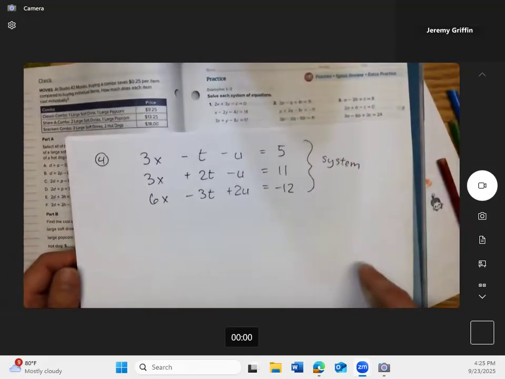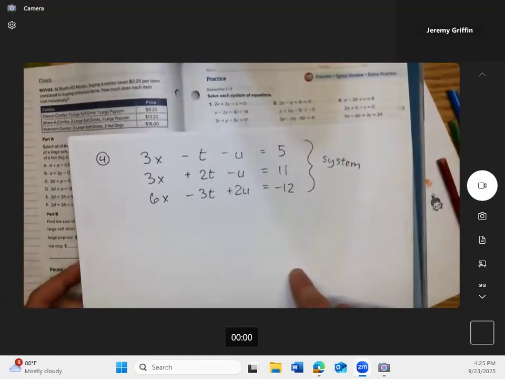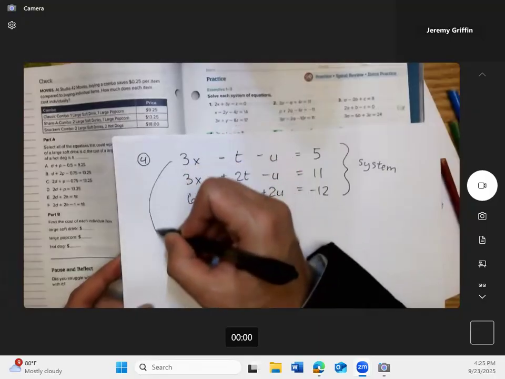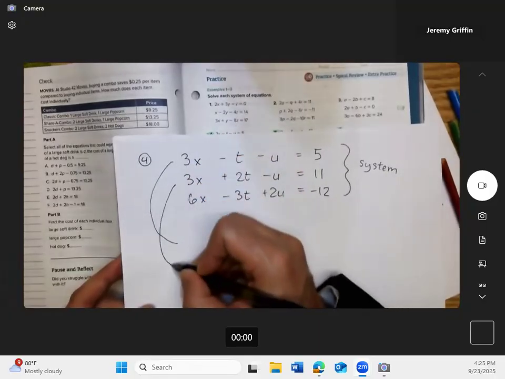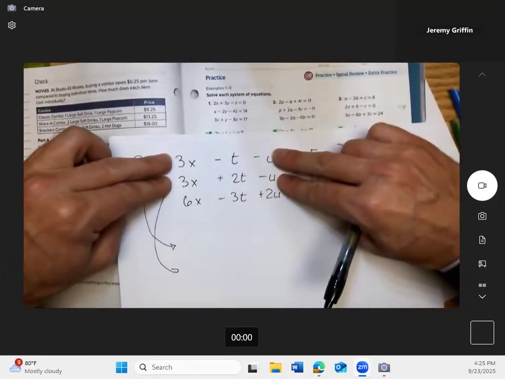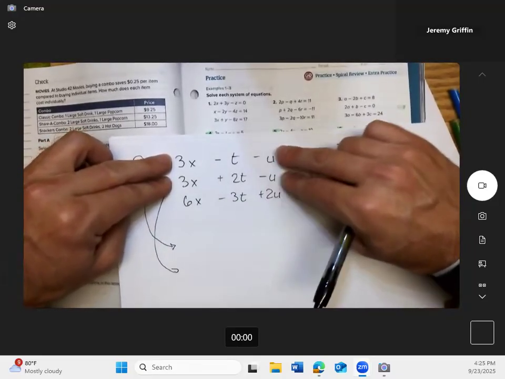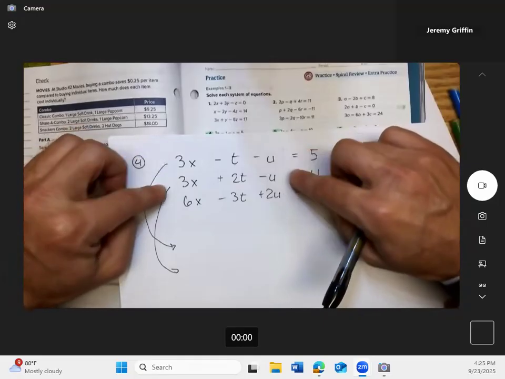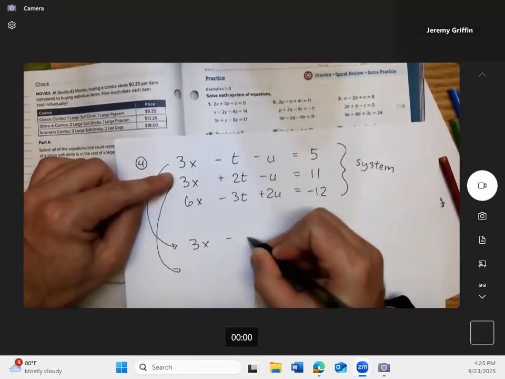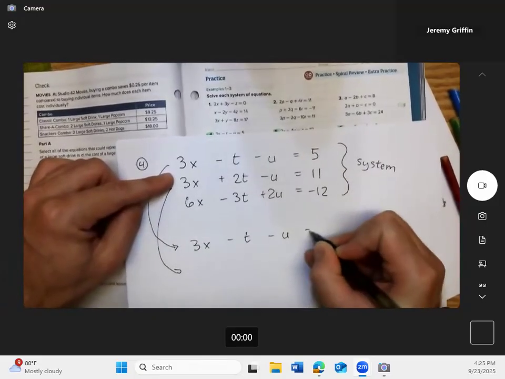How about this? I see a really good way to do this. Guys, watch this. These top two equations right here, if I bring these two down, see how there's similar coefficients on two of these variables? That means I can very quickly solve for t, which would be very helpful because I can subtract one of these from the other. So I'll just copy paste the first expression. 3x minus t minus u is 5.